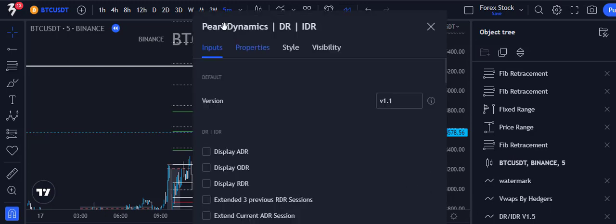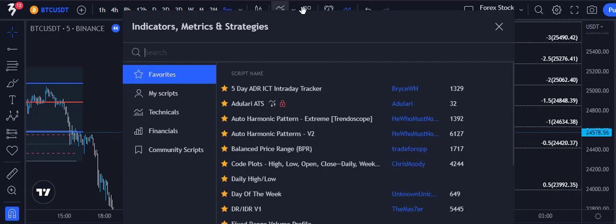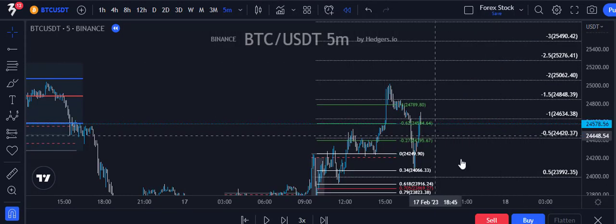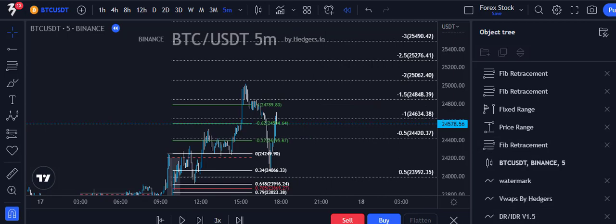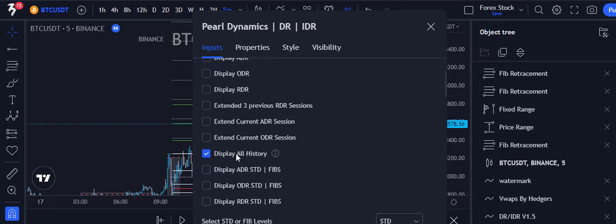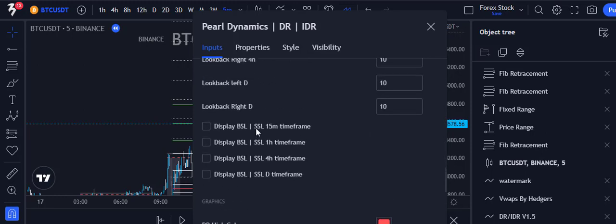I have Paul Dynamics. Let me just give you an overview for this indicator as well. Paul Dynamics, DR and IDR Auto Trader. What you need to do, you need to simply tweak the settings here. Close everything. I'm only using it for the BSL and SSL. It will give you the automatic mark here, the levels of the SSL and the BSL.